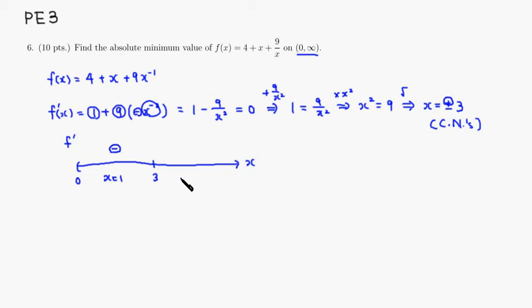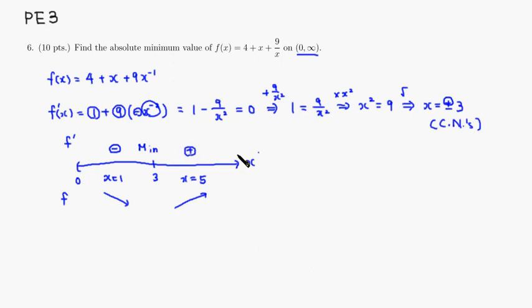After 3, try x equals 5 or something like that. If you plug 5 in, 1 minus 9 over 5 squared, which is 25, would be positive. So this indicates that the original function f is decreasing before 3 and increasing after 3, which tells you that at 3 you have an absolute minimum.